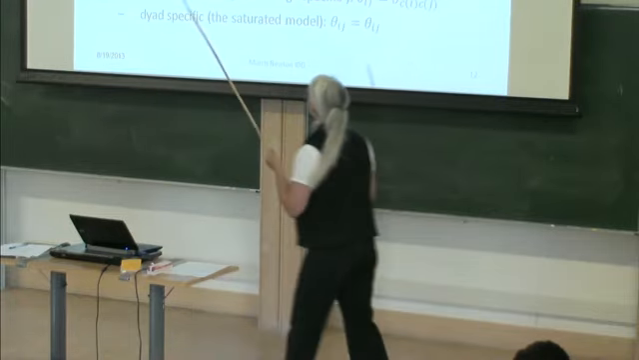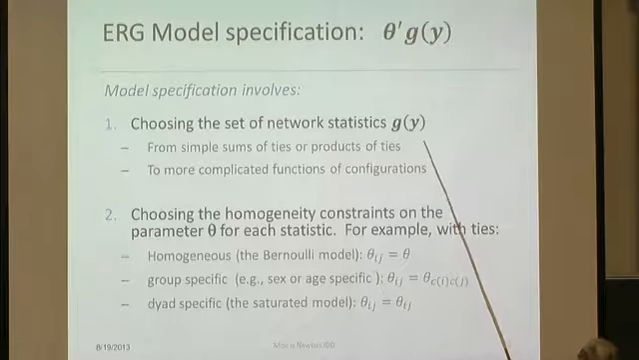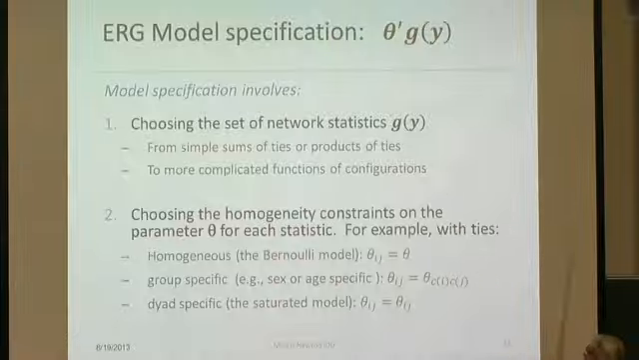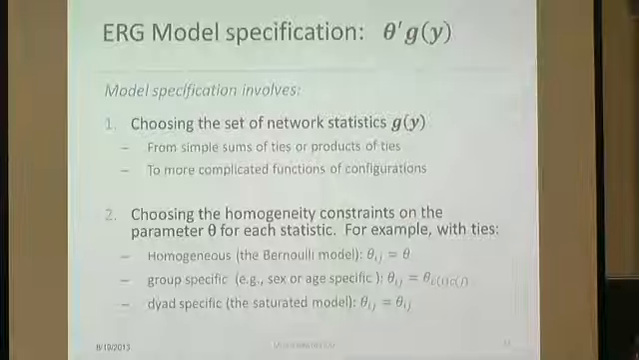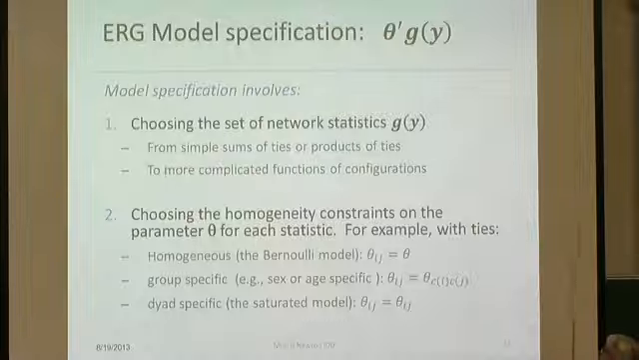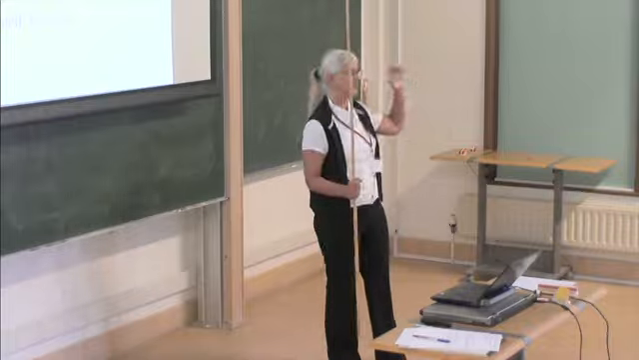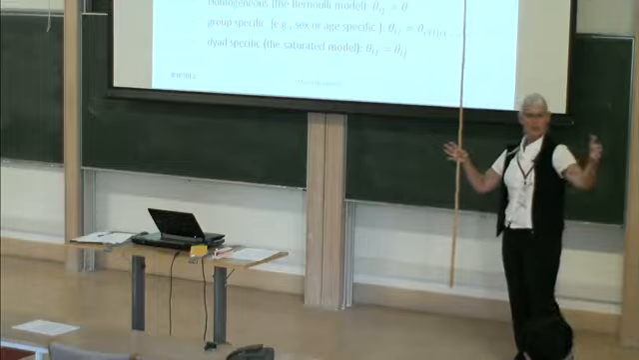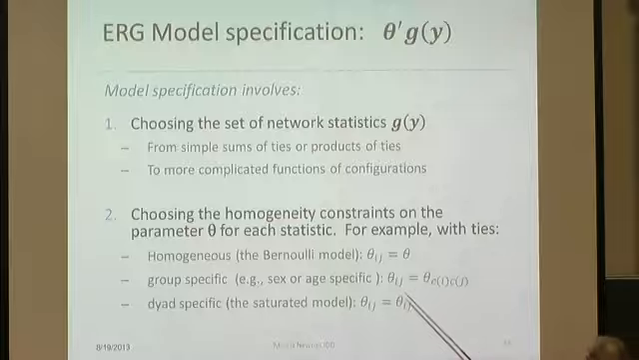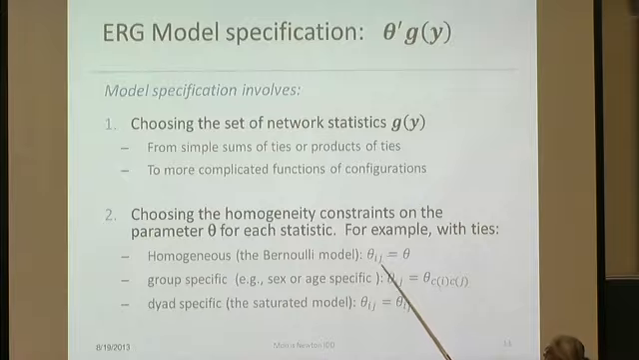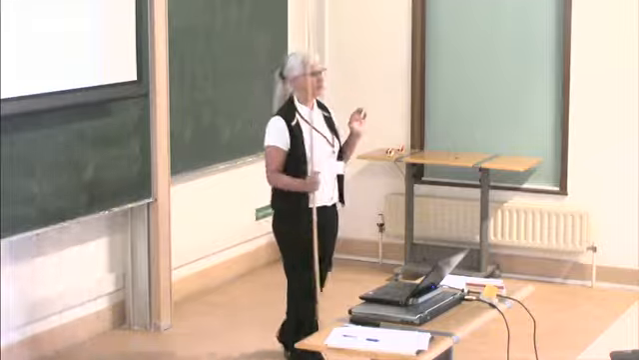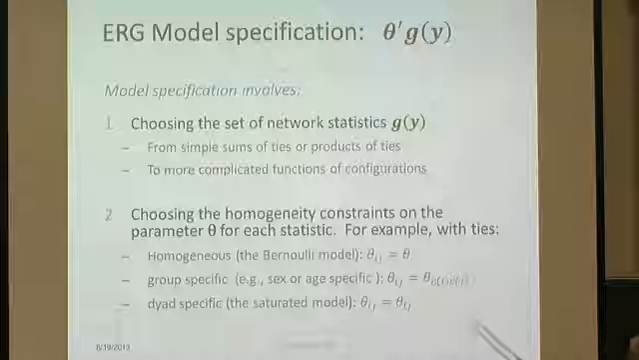So model specification is going to be about choosing the set of network statistics that you want, from a simple sum of ties or products of ties to much more complicated functions, and you'll see some of those in the later part of the talk. And then choosing what we call the homogeneity constraints on the parameter theta for each of these statistics g of y. So for example, if you were just going to look at ties, not products of ties or products of 3 ties, but ties themselves, the homogeneous model for ties just says that theta_ij equals theta for every tie. Every tie has an equal probability of being present.